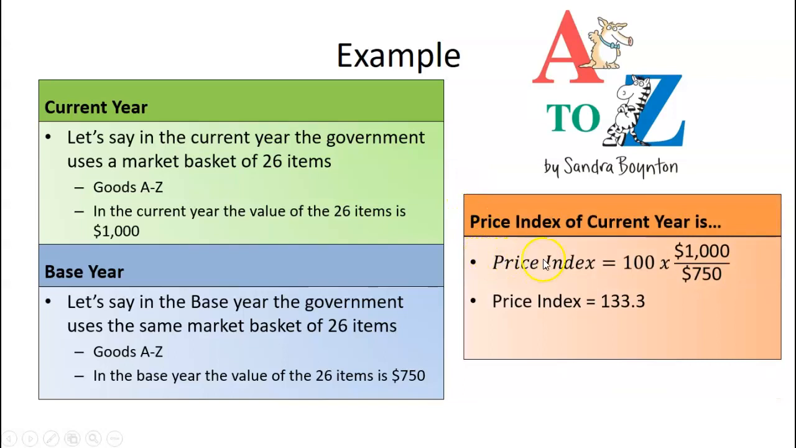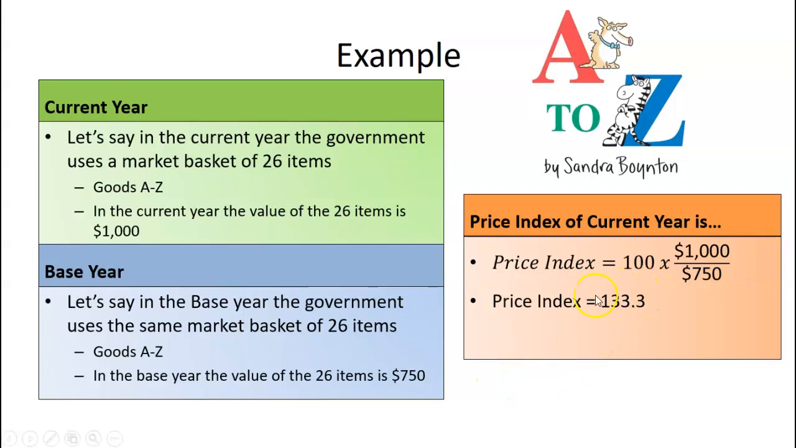Well, price index equals the 100, because you want to put into that number, times the value of the year in question, 1,000, that's going to be the green number, divided by the value of the market basket in the base year. So when you do this, you'd find that the price index for the year in question is 133.3. Good thing to know, the base year will always have a price index of 100.